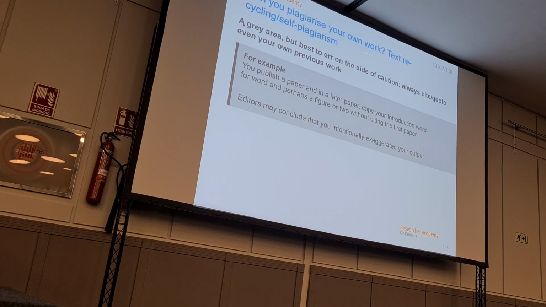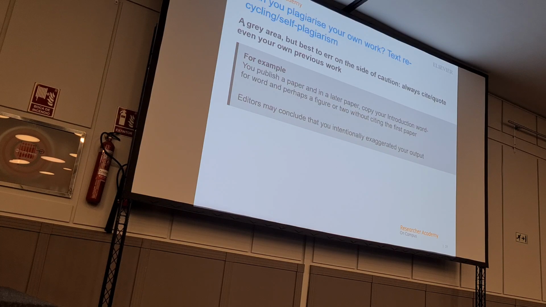Previously we mentioned the materials and methods, but now you can think about text recycling, self-plagiarism, also a gray area. Say you publish a paper, and in a later paper you copy your introduction word for word, and perhaps a figure or two, without citing the first paper. This is self-plagiarism. Once you publish, your copyright goes to the publisher. It's no longer your property, it's the property of the publisher.